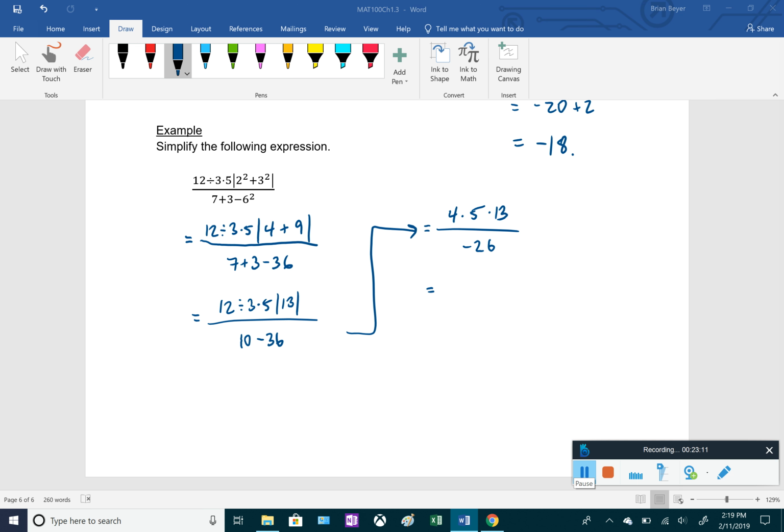And in that numerator, 4 times 5 times 13, it doesn't matter the order in which we multiply. 4 times 5 is 20, times 13 is going to give us 260. So 260 divided by negative 26 is going to be negative 10. So the whole thing simplifies to negative 10. Okay, so that is it for chapter 1.3.